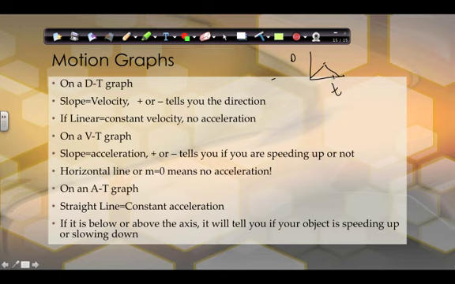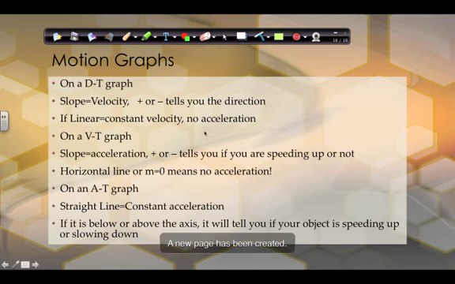Now if it's linear, that means I have a constant velocity. Right here I see from this point to this point I have a linear line. That means that the slope is constant, so my velocity here is constant. If my velocity is constant, it's not changing. It's going to be 5 meters per second. And that means that I have no acceleration at that point. So on a VT graph, my slope is going to be equal to my acceleration.